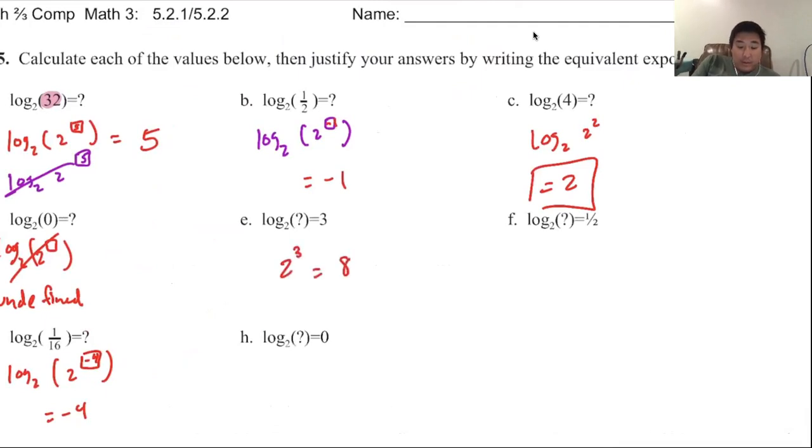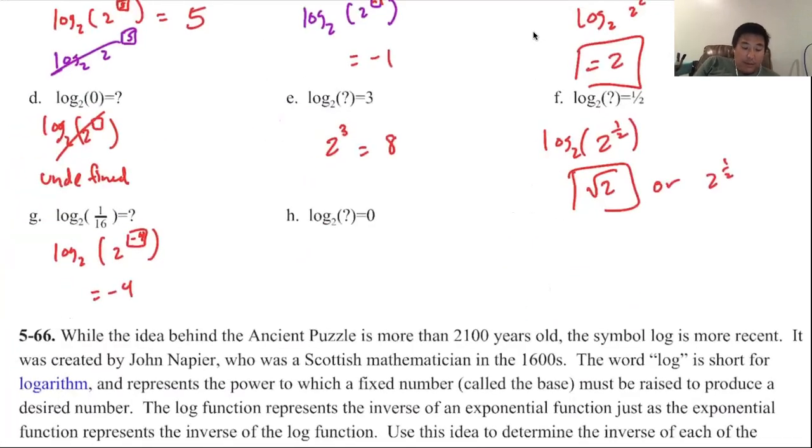Working backwards. This one, to the 1/2, that's the one. 2 to the 1/2 power is the same as the square root of 2. So you could write 2 to the 1/2, and then log base 2 question mark equals 0. 2 to the what power gets you 0? Or 2 to the 0, sorry, equals 1. So log base 2 of 1 equals 0. Kind of tricky.